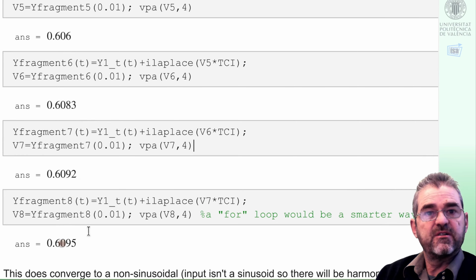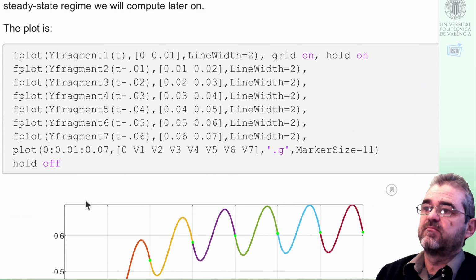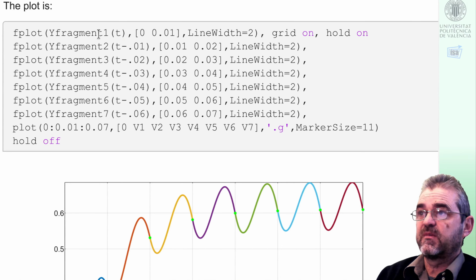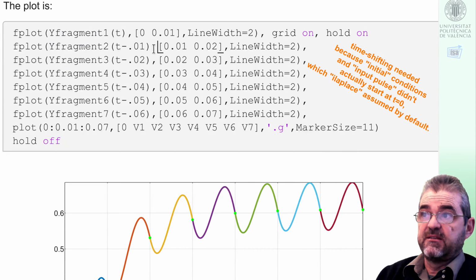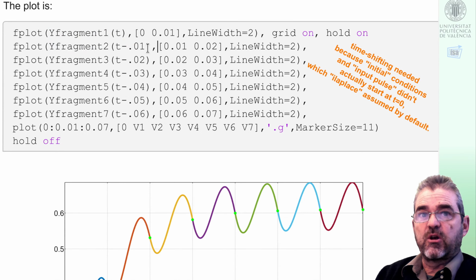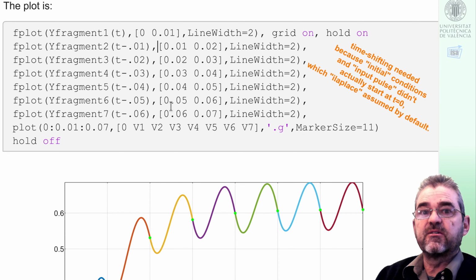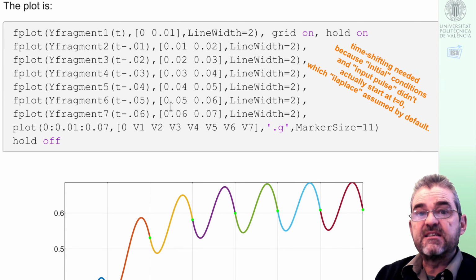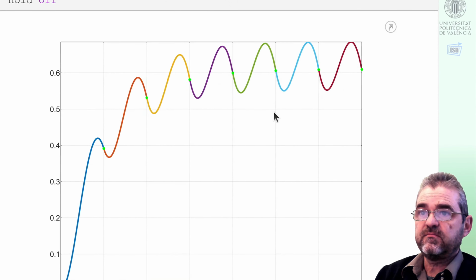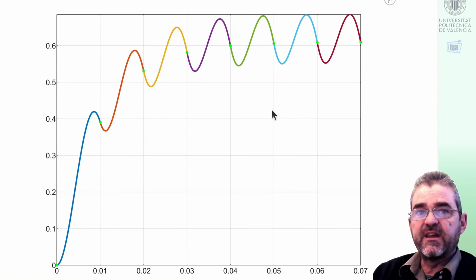This seems to converge. We'll study steady state later on, but if I plot what I computed, first fragment, second fragment, of course, delayed 0.01 seconds because those initial conditions, the clock of the Laplace transform in MATLAB starts at 0, but the real clock started at 0.01, and in the same way each fragment has a different actual starting clock in my simulation, even if I compute some initial condition stuff, and MATLAB assumes that my clock starts at 0, so I need to do these code modifications, this delay, in order to stitch the fragments of the time response. So here we have them.